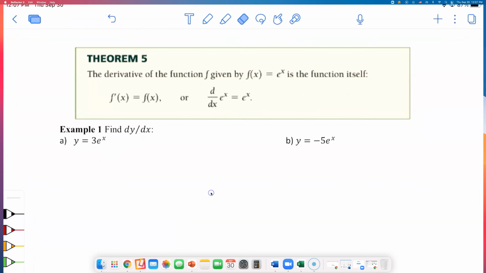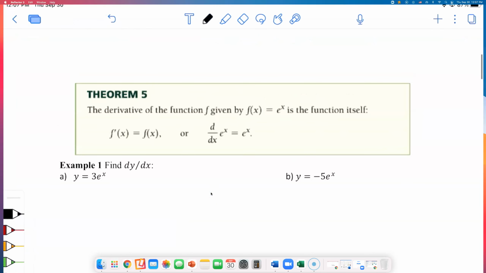Theorem 5 says if you have a function y equals, or f of x equals, e to the x, its derivative is simply e to the x. That's what they are saying. It's a super cool function because the derivative is the function itself. So why is that true?